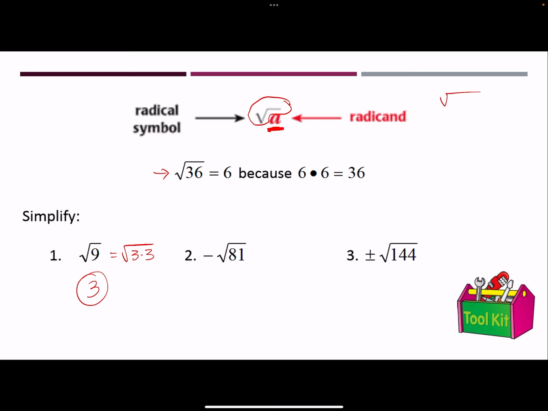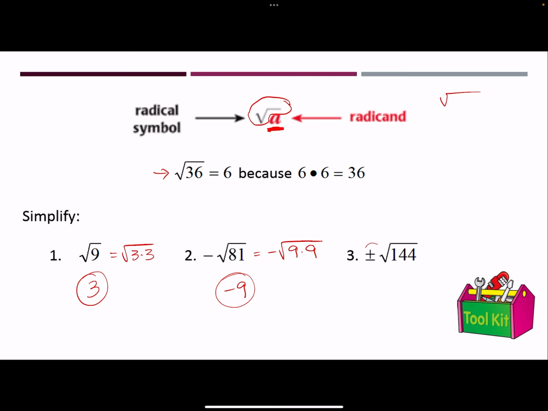So now I have the negative square root of 81. So 81, there's a bunch of different stuff when I multiply it together that can give me 81. But if I think of the perfect square, 81 is 9 times 9. So the negative square root of 81 is negative 9.